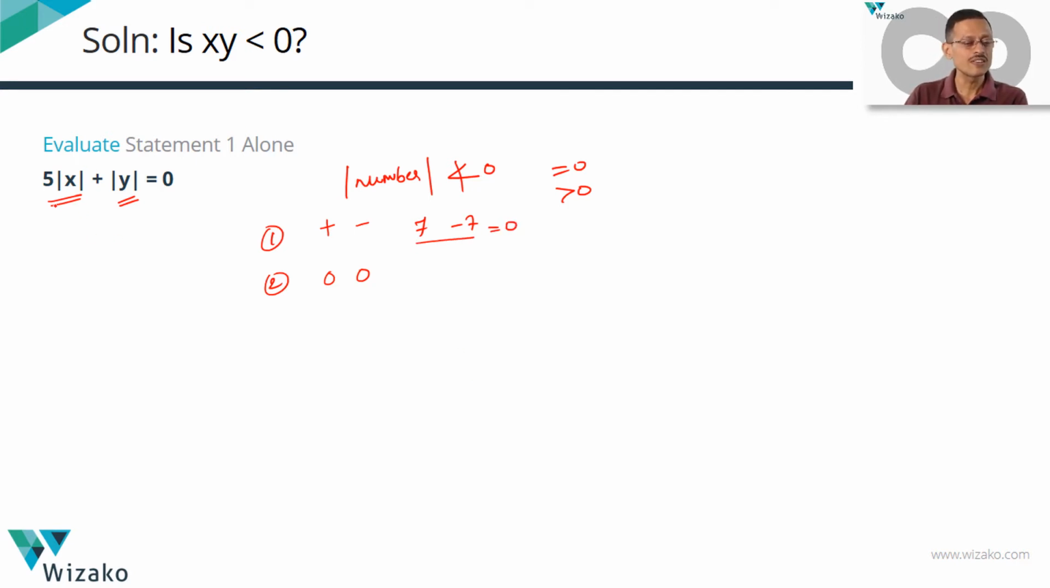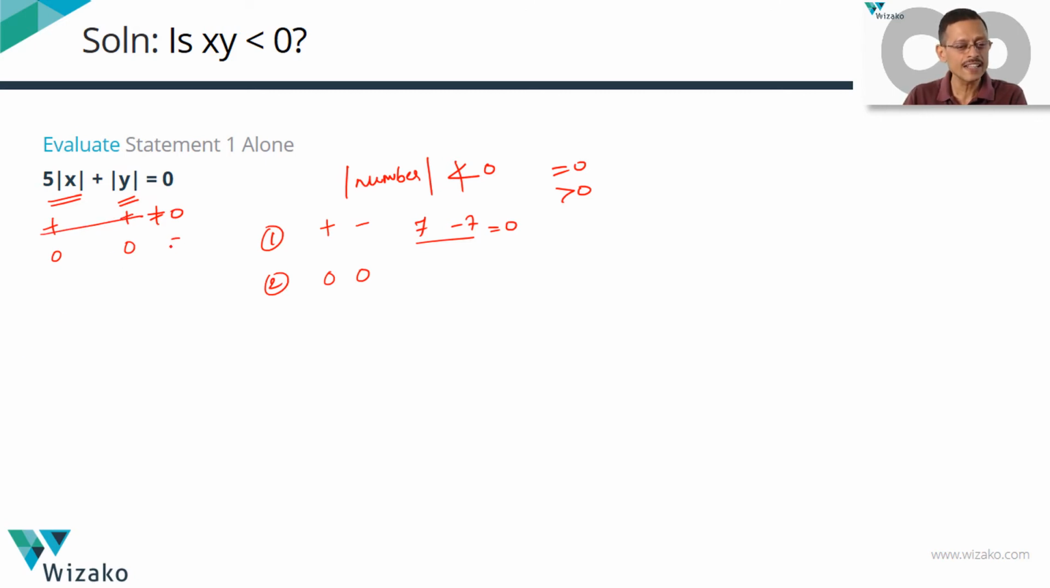The statement says 5 times modulus of x. Modulus of x cannot be negative, which means 5 times modulus of x cannot be negative. So this number is either positive or 0. Similarly, modulus of y can also not be negative. It can either be positive or it can be 0. If both of them are positive, the sum cannot be equal to 0. So this is ruled out.